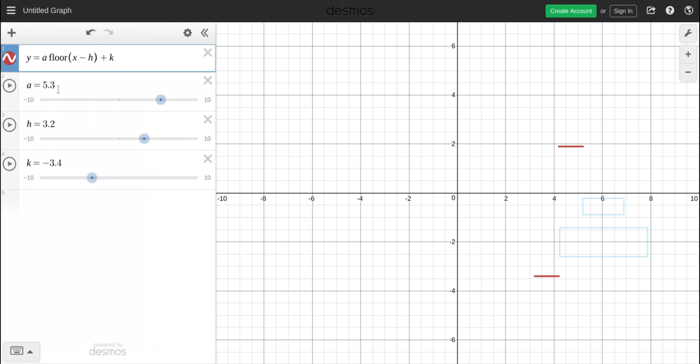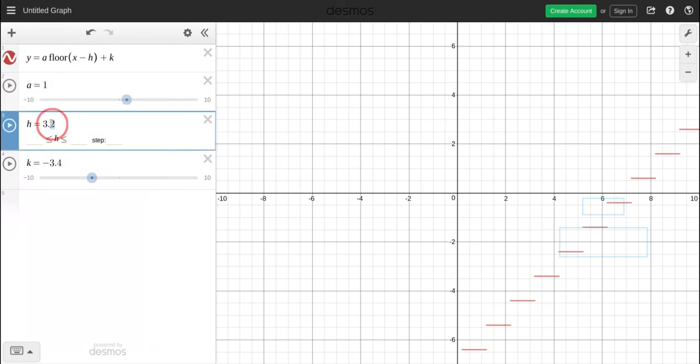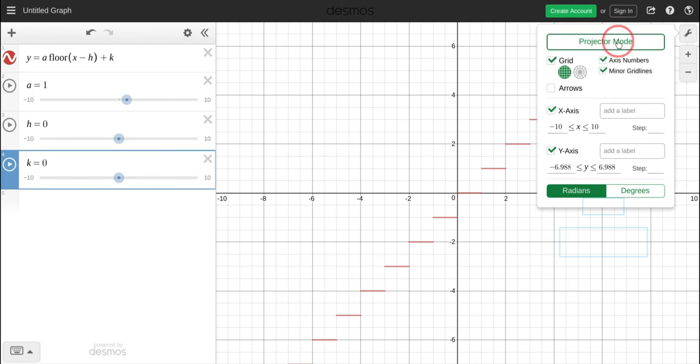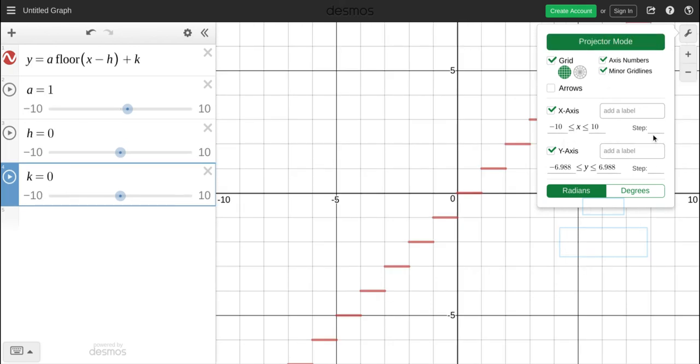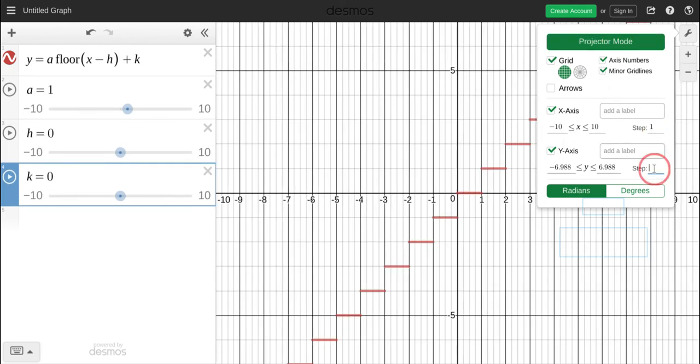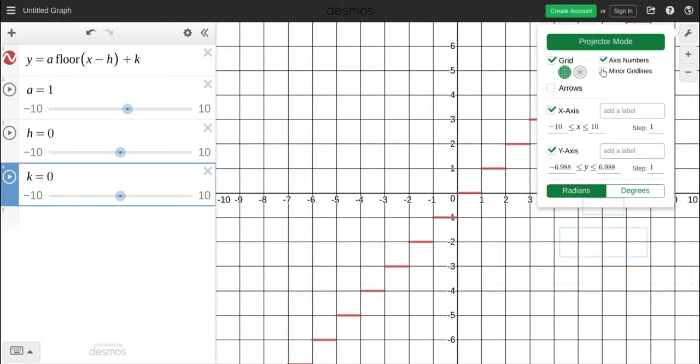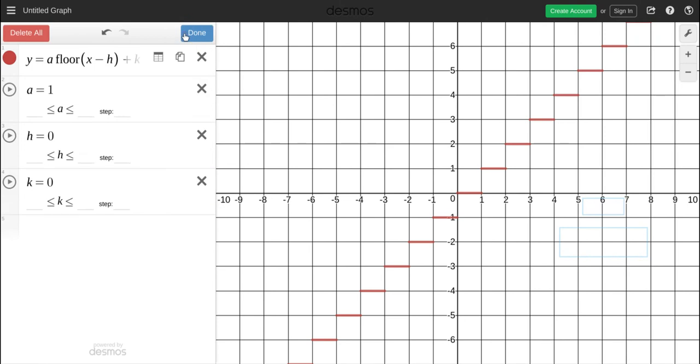So I'm going to go ahead and reset everything. I'm going to put A at 1. I'm going to put H actually at 0. And I'm going to put K at 0. I'm actually going to change some other aspects of the graph to make it easier to see. Because with step functions, you're really just looking at those line segments, which can make the graph a little bit harder to read in many situations. I'm also going to change the color of the graph. There we go.